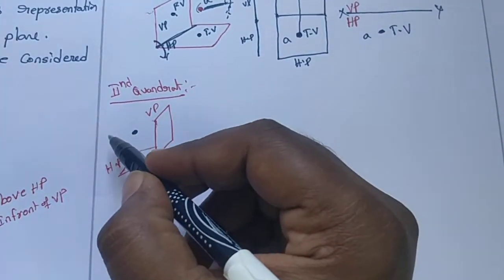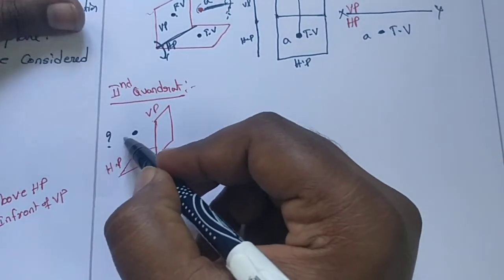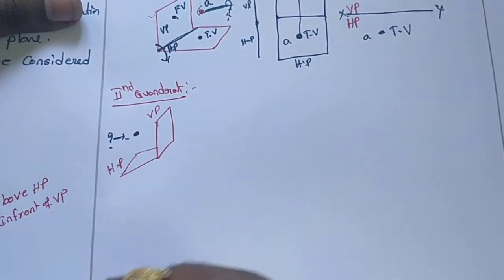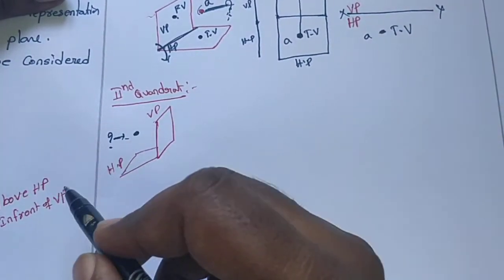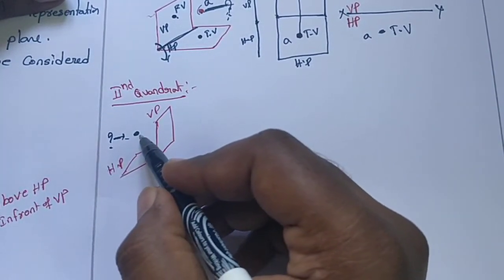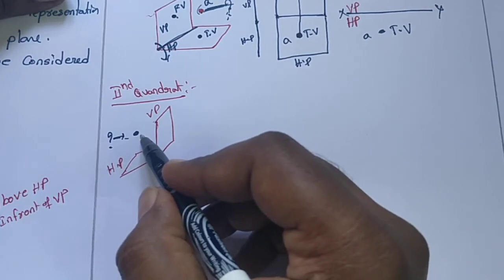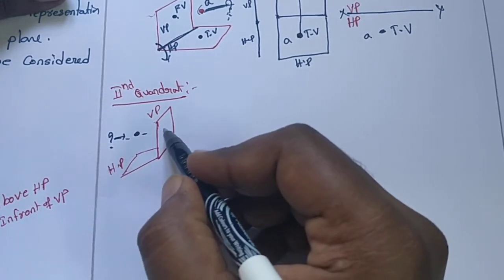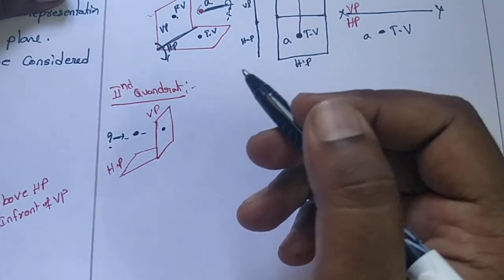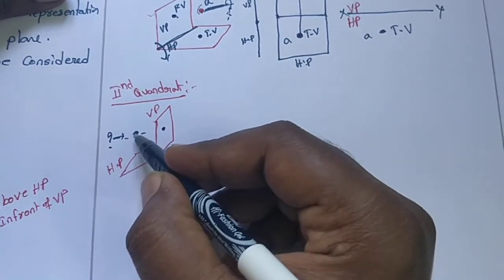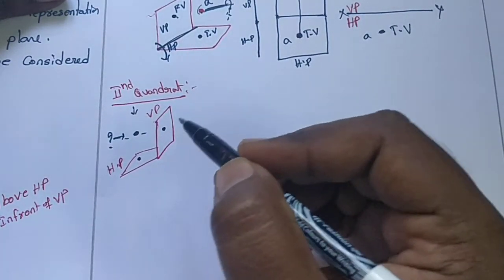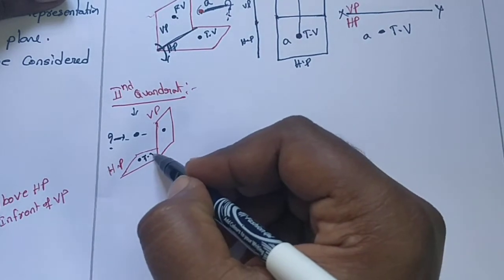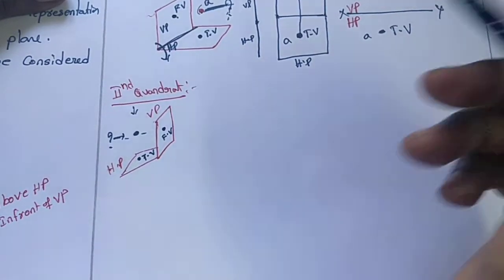Okay, suppose you view this point in front of the vertical plane, behind the vertical plane. The image or projection of the object that falls on the vertical plane is the front view. Suppose you view from the top side, this image falls on the horizontal plane, and it is known as the top view. It is the top view and this one is the front view.